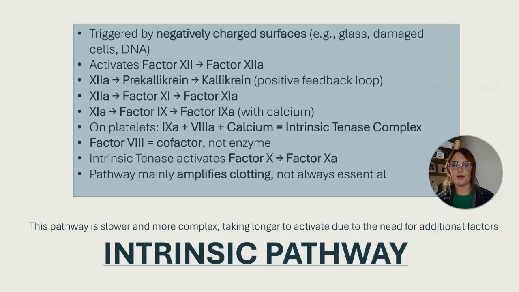At this point, factor 12A then activates prekallikrein to become kallikrein, which loops back around to further amplify the activation of factor 12. The cascade continues as factor 12A activates factor 11 to become factor 11A, to then activate factor 9 to factor 9A, with calcium as a necessary cofactor. It gets a little confusing, but it's a very necessary process if the extrinsic pathway is not working.